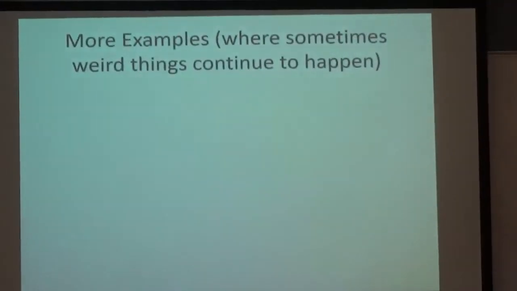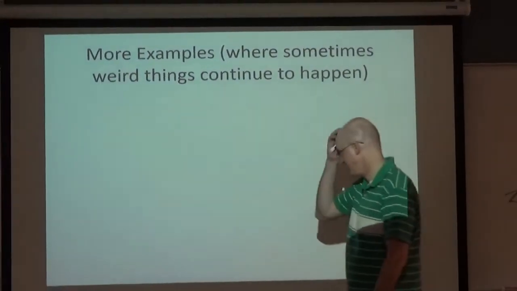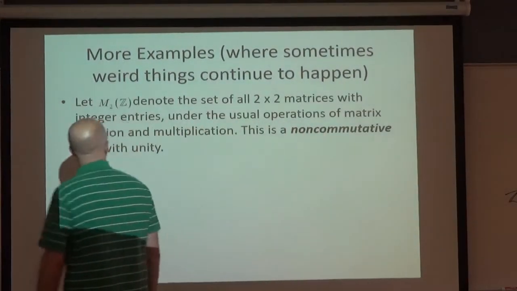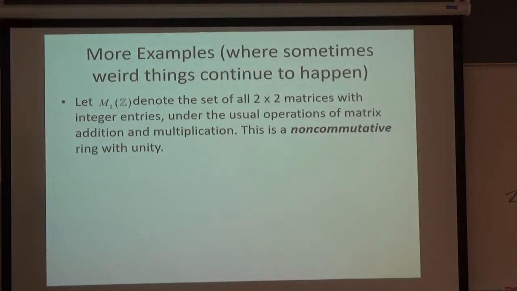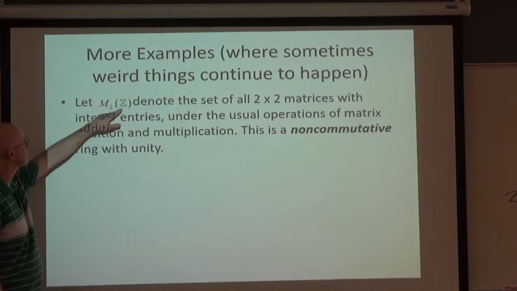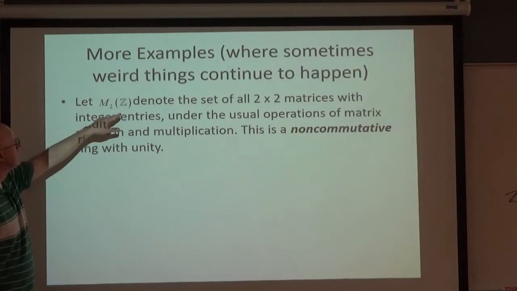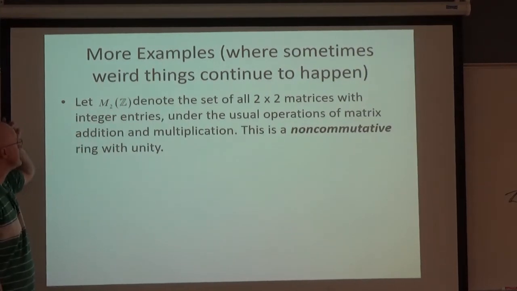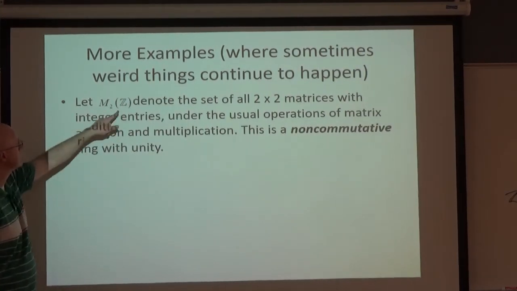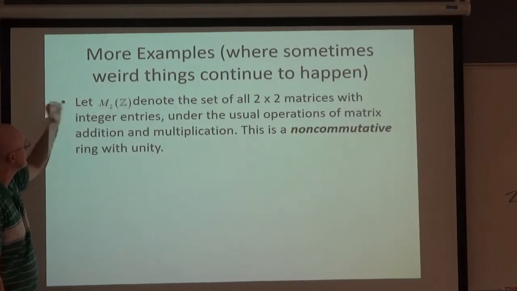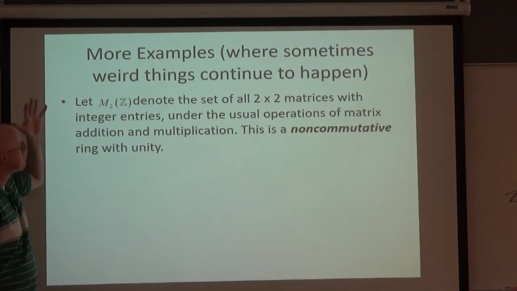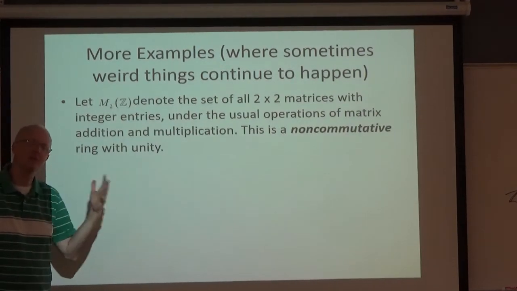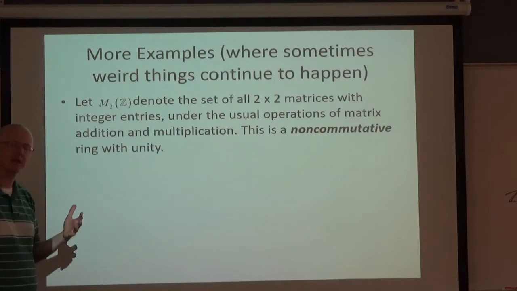More examples where sometimes weird things continue to happen. Let M2Z denote the set of all 2 by 2 matrices with integer entries. That's why we have a Z there. The 2 means 2 by 2. Under the usual operations of matrix addition and multiplication. This is an example of a non-commutative ring with unity.